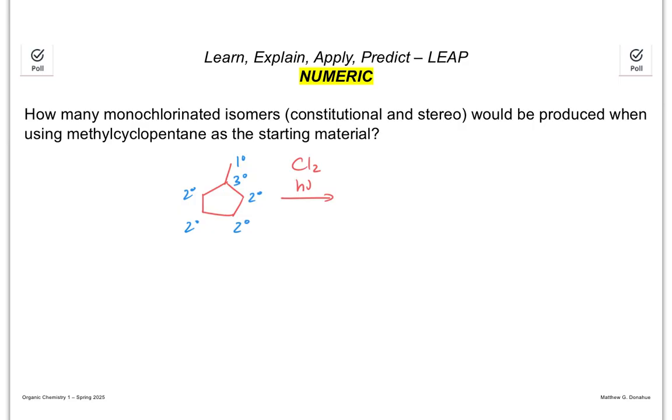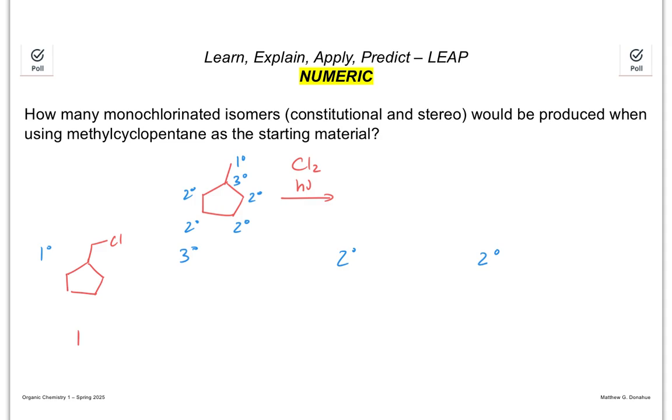So let me organize this a little bit. I'll say primary, tertiary, secondary, and then we'll draw the products. So when we look at that, does that generate a stereo center? The answer is no, because the carbon has 2 hydrogens bonded to it. So we'll just keep a tally here and say that's one product.